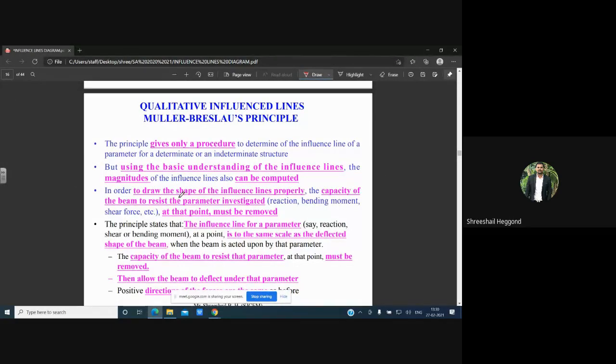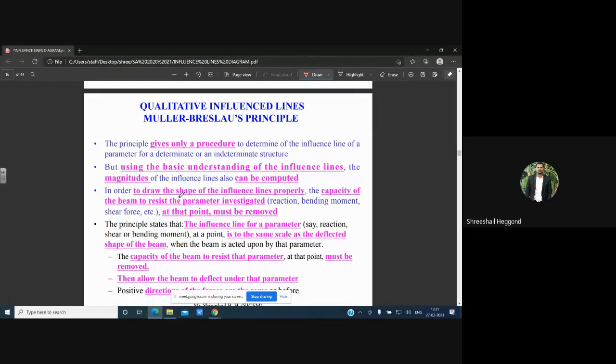The magnitude or the scale or the quantity involved in the ILD can be achieved by knowing the basics of the influence line diagrams that we have discussed just now: the shear force diagram, bending moment diagram, and the reaction diagrams for ILDs. Using that you can calculate the quantities, or you can analyze the numericals using the Müller-Breslau principles also. In order to draw the shape of the influence line properly, the capacity of the beam is to resist the parameter investigated, the reaction, bending moment, and shear force, etc.